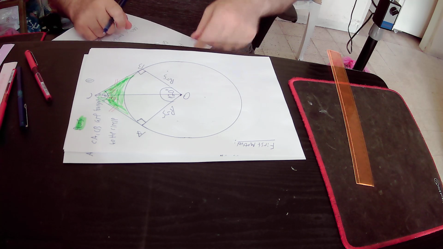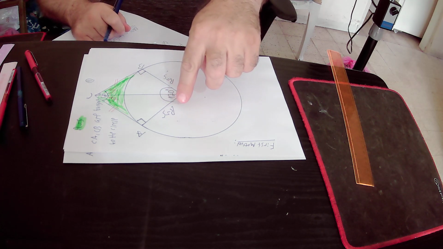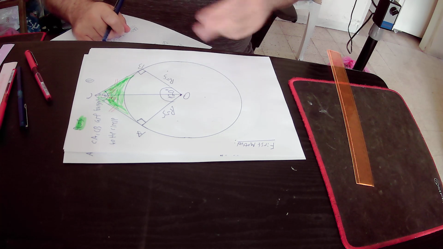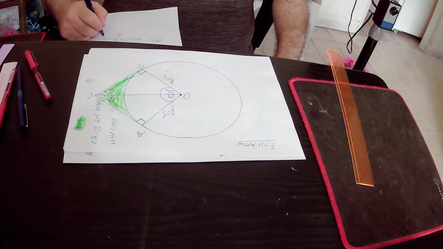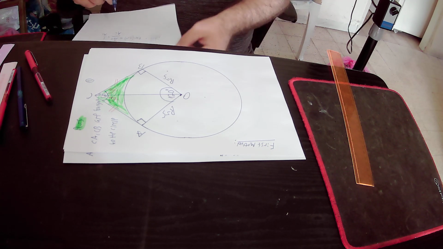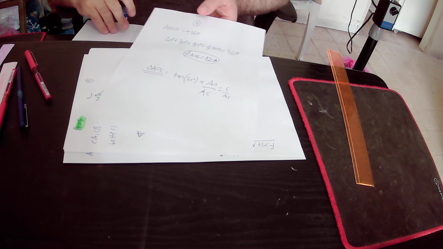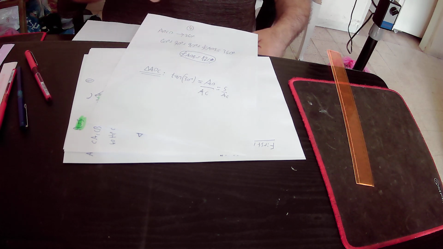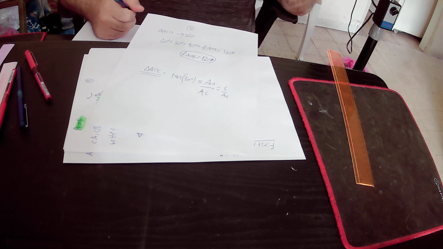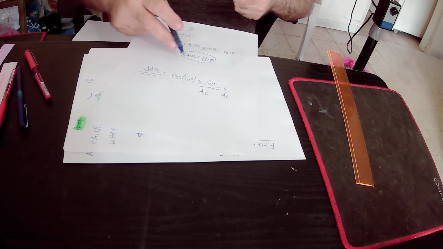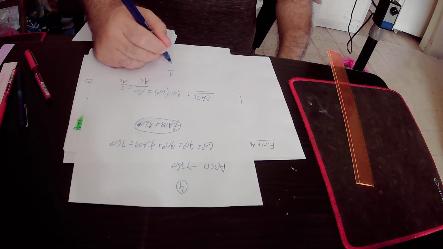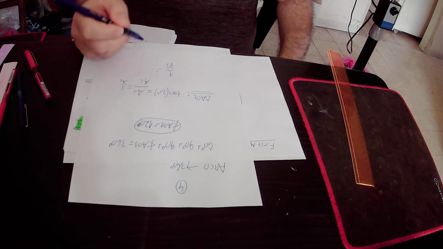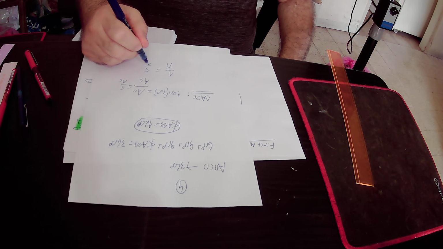But what is the size of AO? AO equals 5 units. It is the radius of this circle. So we substitute AO by 5 over AC. Okay, tangent 30 degrees equals 5 over AC. We know that the value of tangent 30 degrees is 1 over root 3. So we substitute tangent 30 degrees by 1 over root 3. So 1 over root 3 equals 5 over AC.